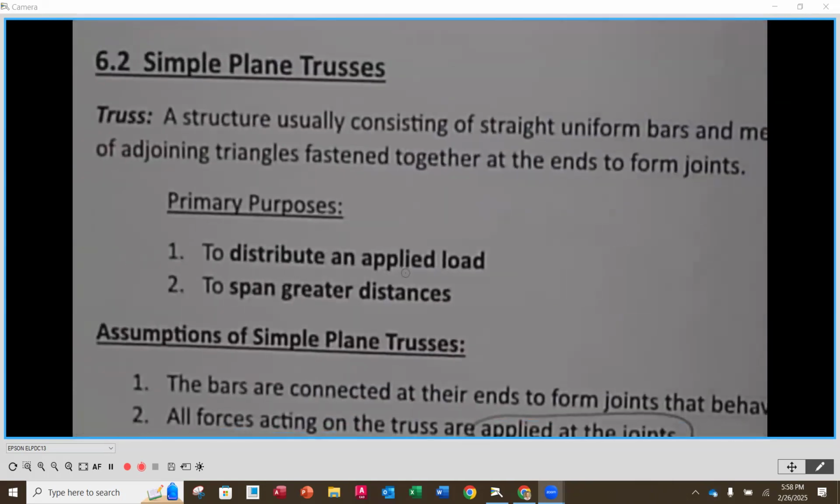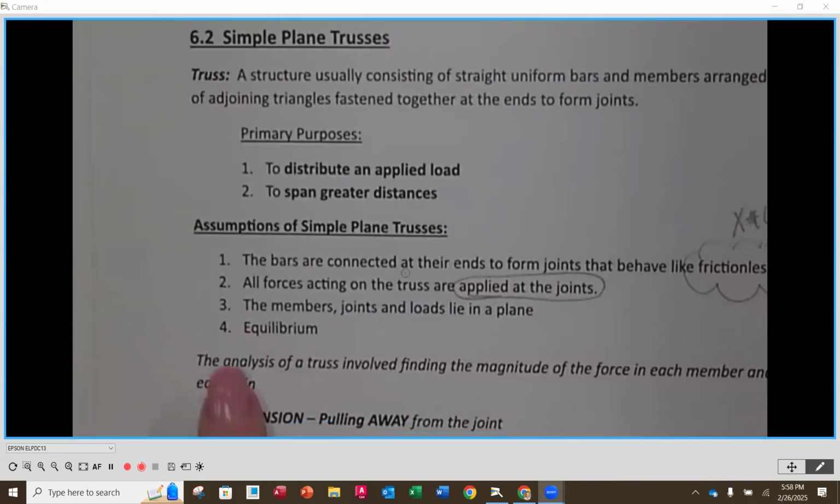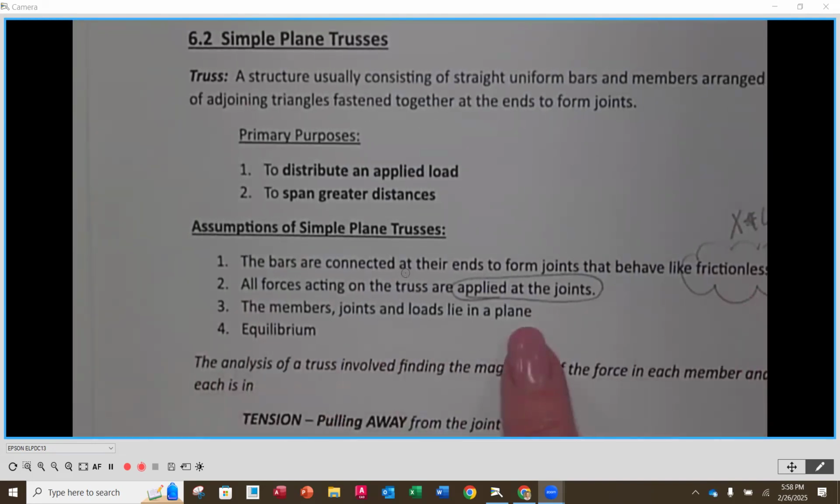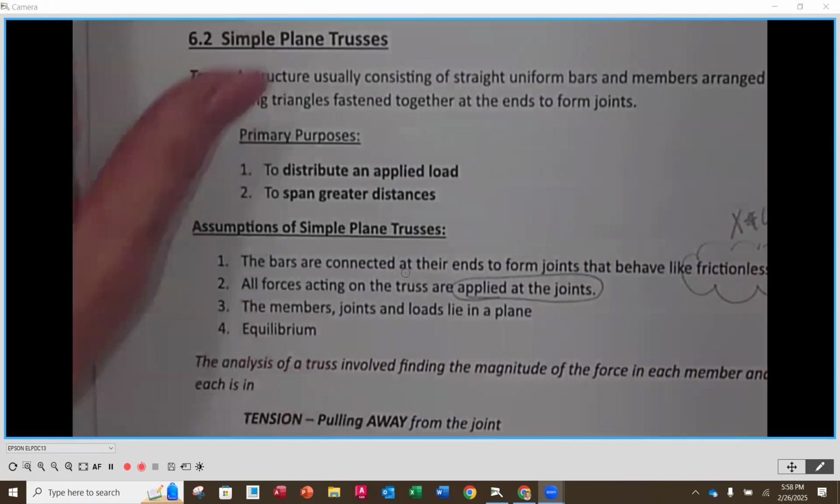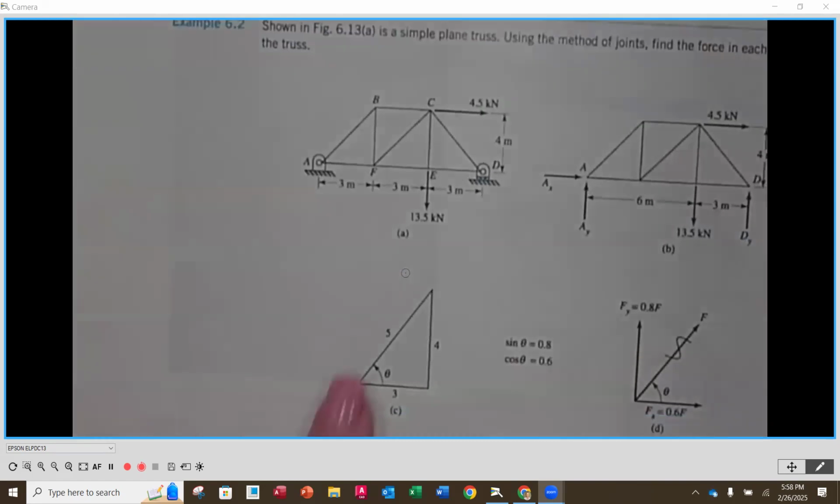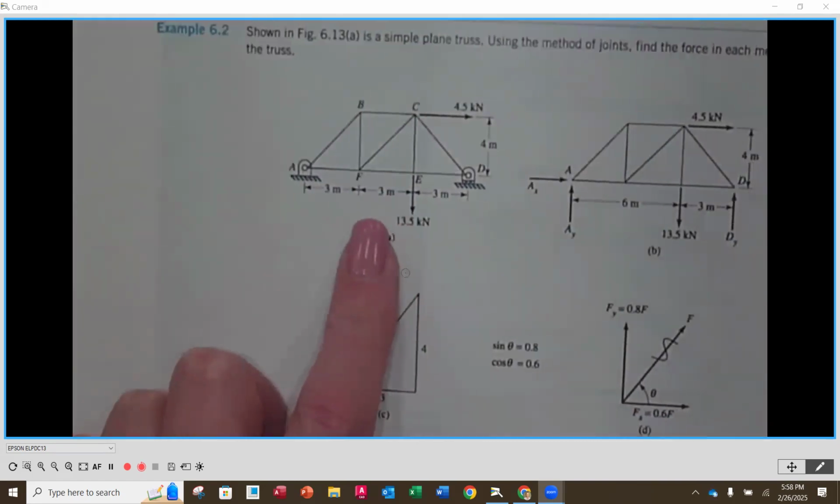So the assumptions, zoom out here a little bit, are right here, these 4. The bars are connected at their ends to form joints that are going to behave like frictionless pins. All the forces acting on the truss are going to be applied at the joints, not mid-span. Then it becomes a frame, which is different. The members, joints, and loads are all in the same plane, the XY plane, and we're always dealing with equilibrium, okay? So as we look here, it's a plain truss. Those are the assumptions that we have.